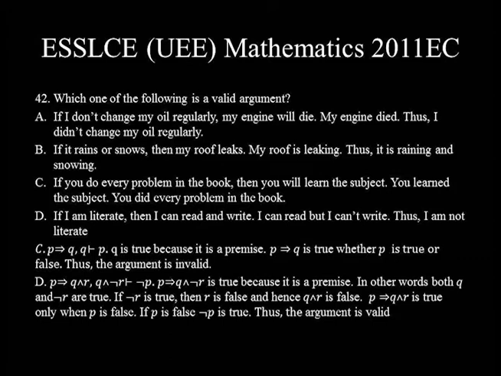If negation of R is true, then R is false, and thus Q and R is false. P implies Q and R is true only when P is false. If P is false, negation of P is true, thus the argument is valid. Therefore, choice D is the correct answer.